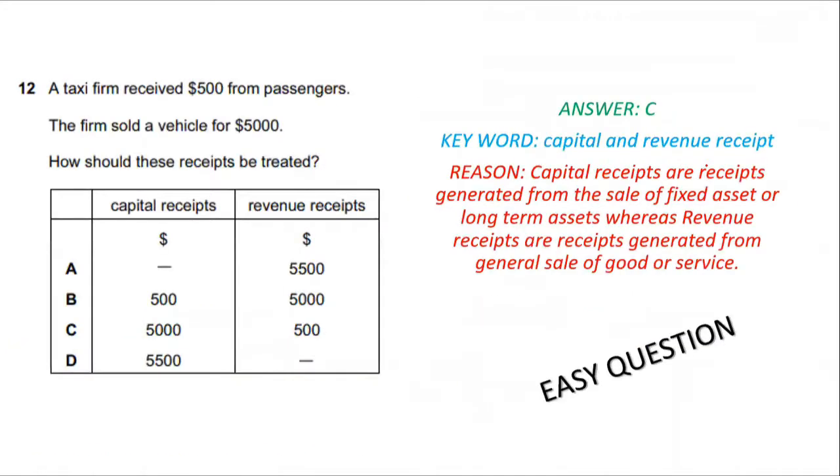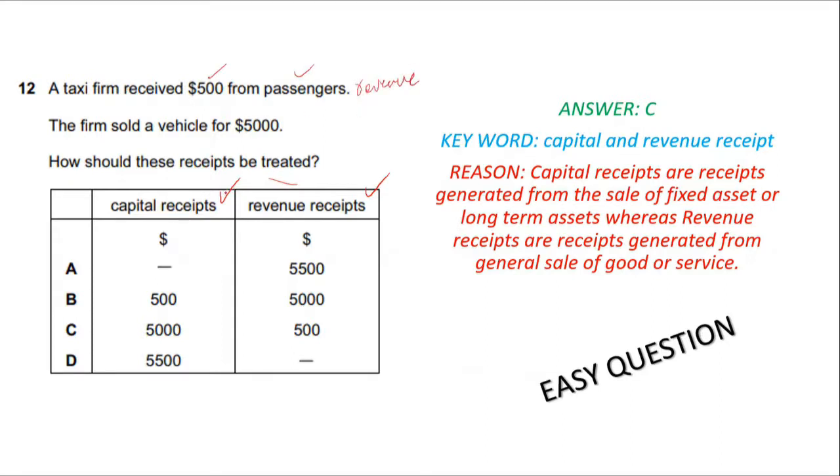Multiple choice number 12. A taxi firm received $500 from passengers. The firm sold a vehicle for $5,000. How should these receipts be treated? There are two types of receipts: capital receipts and revenue receipts. Revenue receipts are those receipts which are coming from your general business operation, from day-to-day business operations. So this is a taxi business, right? This is a taxi firm, and they received $500 from passengers. So this is clearly revenue.